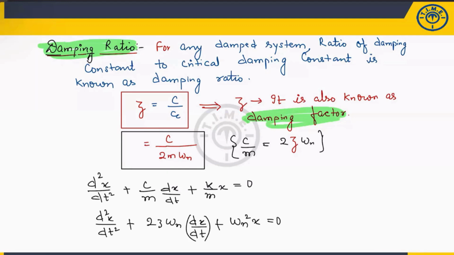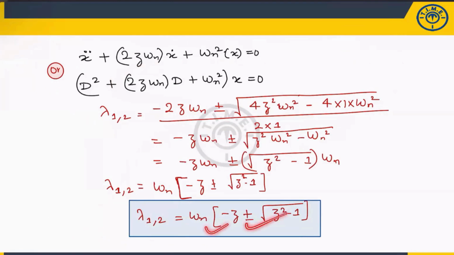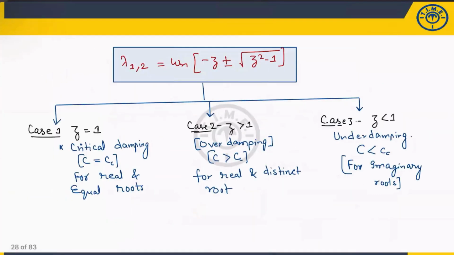Now, the C by m which you got as 2 zeta omega n is again the differential equation. Once you solve it, you get the two roots, lambda 1 and lambda 2. Again, you have to use minus b by 2a root of b square minus 4ac. The main thing is, if zeta is equal to 1, then it is called critical damping, for real and equal roots. That means the discriminant value is 0, or zeta square is equal to 1, and then it is called critical damping.